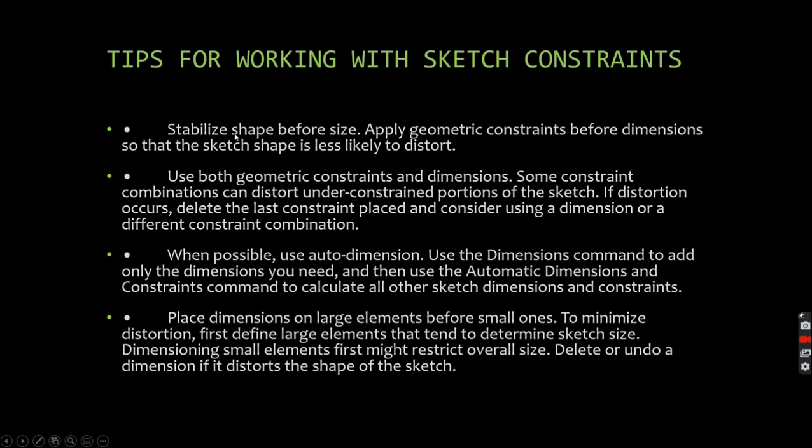Our last one: place dimensions on large elements before small ones. To minimize the distortion, first define large elements that tend to determine the sketch size. Dimensioning small elements first might restrict the overall size. Delete or undo a dimension if it distorts the shape of the sketch. Remember, this is not like you're dimensioning a drawing. You're dimensioning a solid object. That is it for constraints.